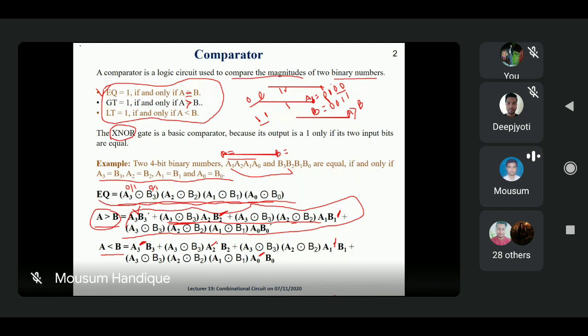Any doubt on this one? Any doubt, sir? Anything? You have any doubt? Then please ask me. Is everyone understanding? Yes sir. Okay. So based on this particular expression, you can easily design the logic circuit. It is no problem.